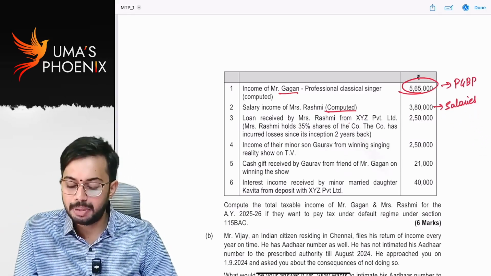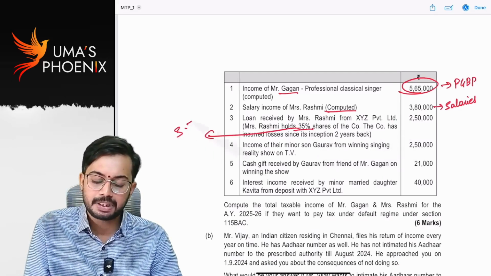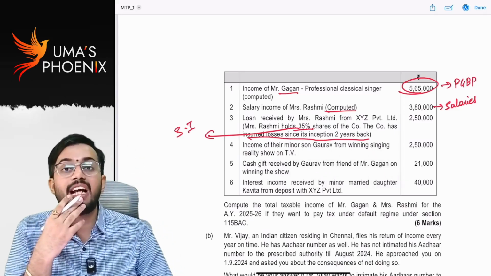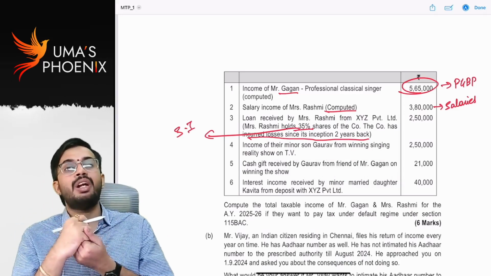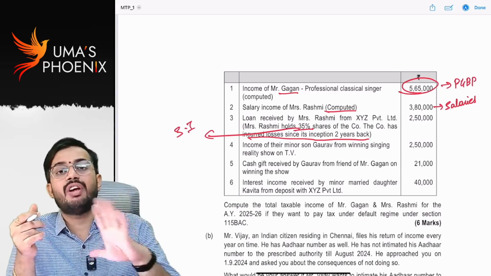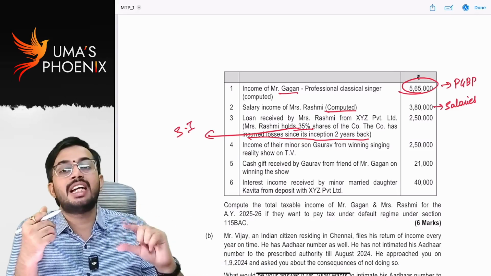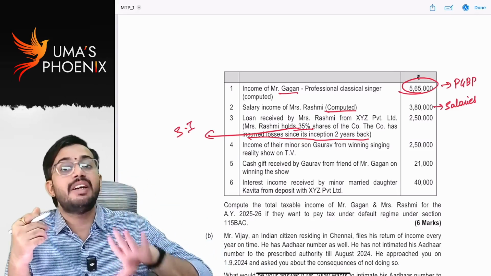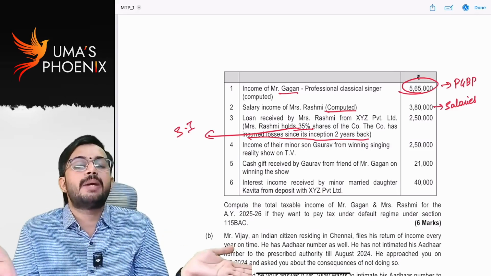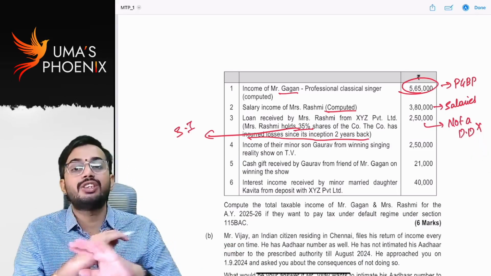Loan received by Mrs. Reshmi from XYZ Private Limited. Mrs. Reshmi holds 35%. That means Reshmi is having substantial interest. The company has incurred losses since its inception. That means what? There is deemed dividend concept. If loan is given to equity shareholder having more than or equal to 10% of stake, beneficial owner. If any loan is given by private limited company to beneficial owner, such loan is taxable in the hands of shareholder as deemed dividend to the extent of accumulated profits. Here from last 2 years there are losses, there are no accumulated profits. So even though loan is given, this is not a deemed dividend. If it is not a deemed dividend, it is not going to get taxed.